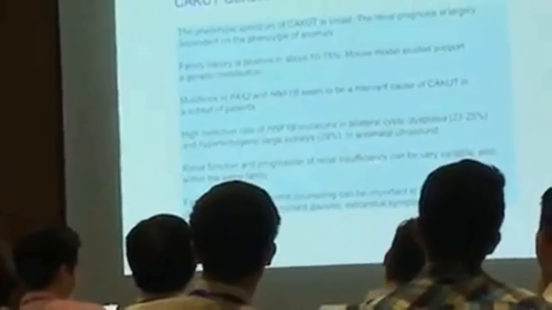Especially high detection rate of this gene mutation in bilateral cystic dysplasia is 22 to 25%. It's like 1 in 4. And also hyperechoic large kidney in around 30% in antenatal ultrasound. So renal function and prognosis of renal insufficiency can be very variable also within the same family. So the family analysis of genetic counseling is very important with patient with this kidney disease.